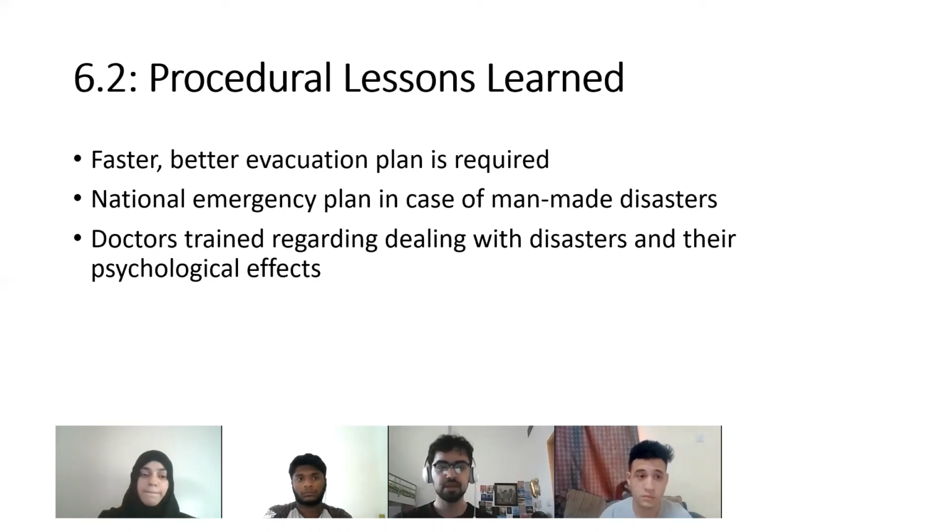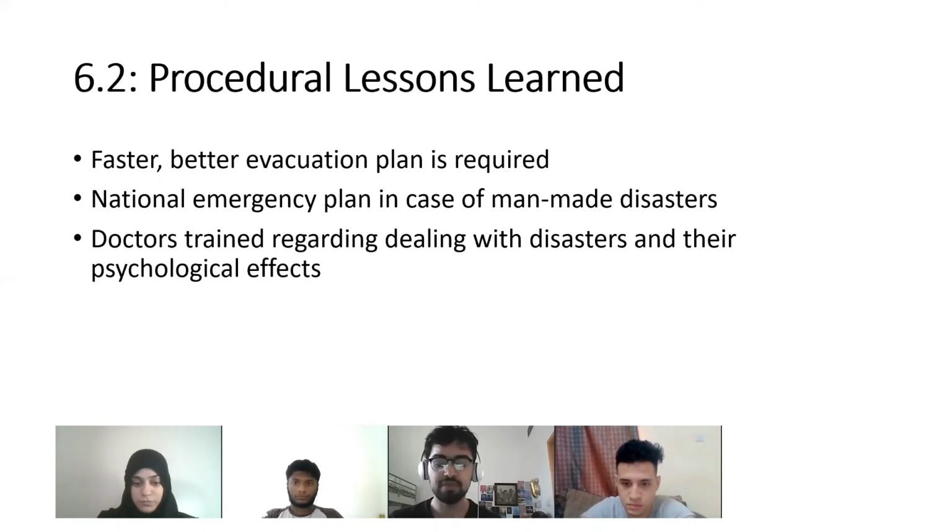Slide. Procedure lessons learned. Faster, better evacuation plans are required. It is reported that more elderly deaths took place due to the poor evacuation process rather than the radiation effects. And from this, we can learn that evacuation plans need to be as solid as the prevention plans. Furthermore, national emergency plans should be available in case of man-made disasters. For not only nuclear disaster, but any kind of man-made disaster, there should be a national emergency plan for people to feel safe within their country.